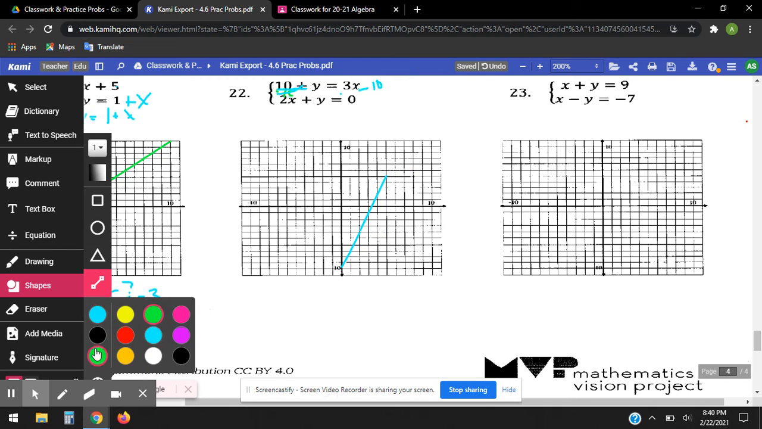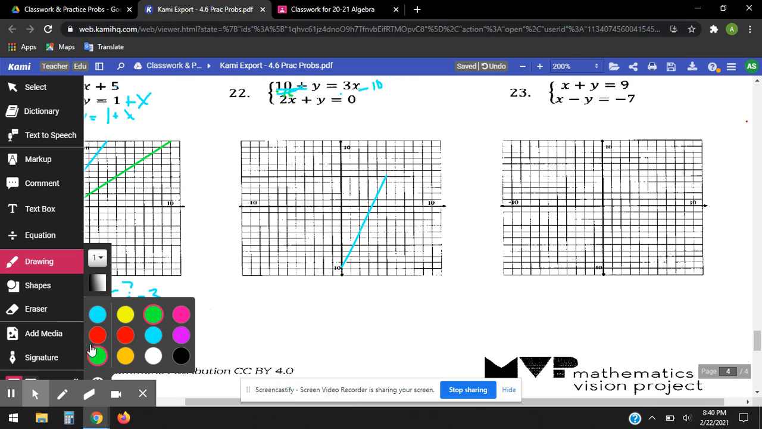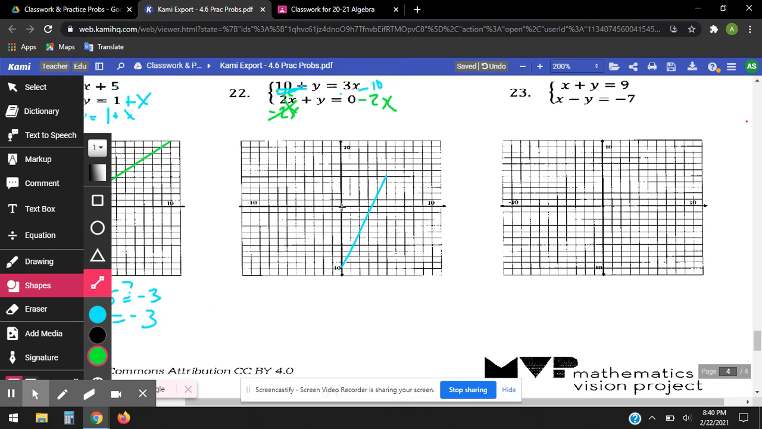So now let's try green, our other one. Again, let's get the y by itself. Minus 2x, minus 2x. Those cancel. Y equals 0 minus 2x. So then I want to start with 0, and if it's a minus 2x, it's down 2 over 1, down 2 over 1, down 2 over 1. Yay, we have a point of intersection.